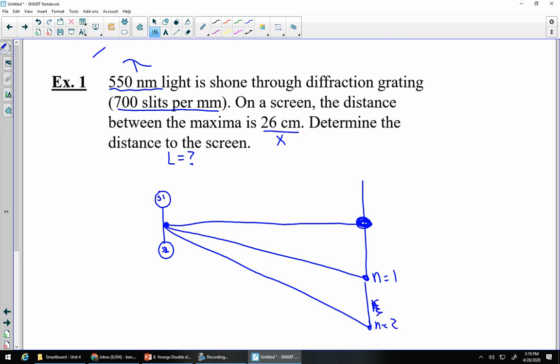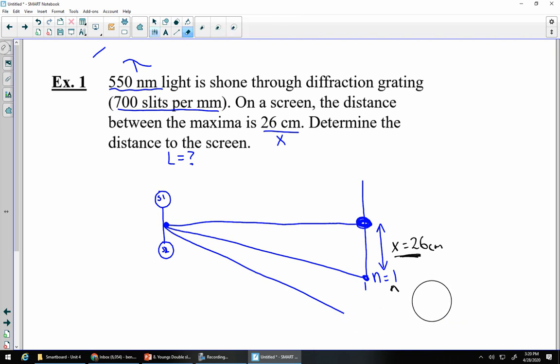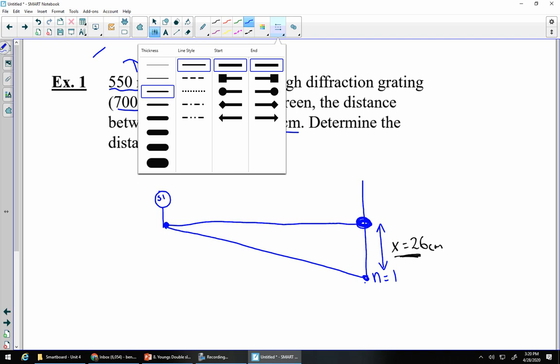So let's first and foremost deal with this x. It says the distance between the maxima is 26 centimeters. That means between central and n is equal to 1 is 26 centimeters. And then between there and there, that's also equal to 26 centimeters. Now I've already labeled this as x because why would we want to do 52 when we can just keep it simple and draw it like this? Okay, this is going to be annoying because it'll go back to being blue.